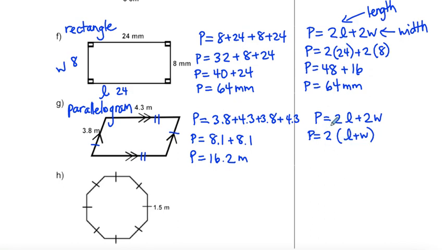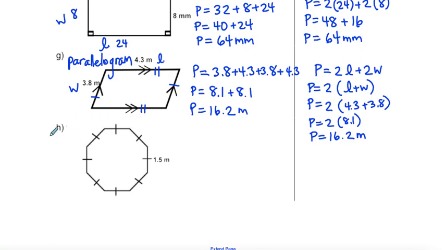So let's use this version of the formula since we did the other one up with our rectangle. My length will be my 4.3, my width will be my 3.8. So I have 2 times the quantity 4.3 plus 3.8. 4.3 plus 3.8 is 8.1, and 2 times 8.1 is 16.2, and my units are meters.